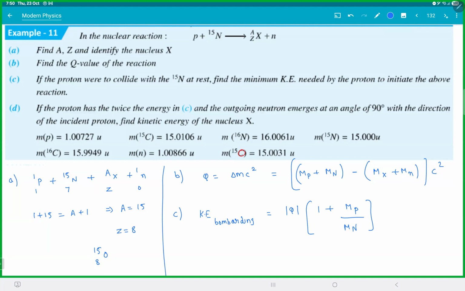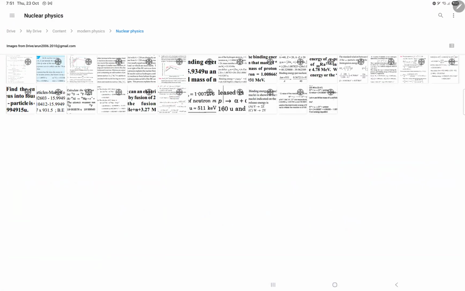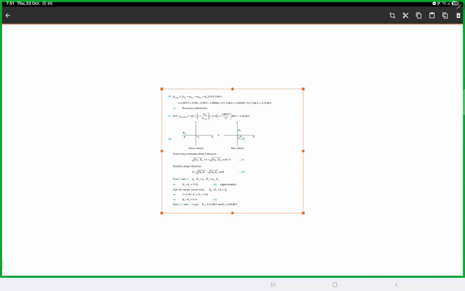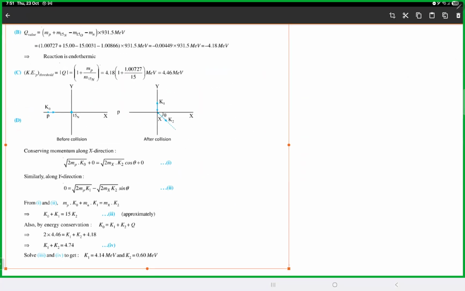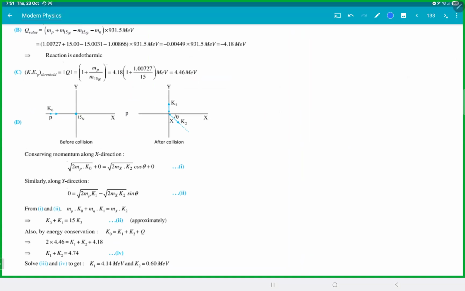We have to draw a picture always. The moment you hear about these collisions, angles of 90 degrees, think momentum conservation. This is the whole working. So the Q value will be this, which comes out to be minus 418. That is your endothermic reaction. And the formula here, this is the thing.